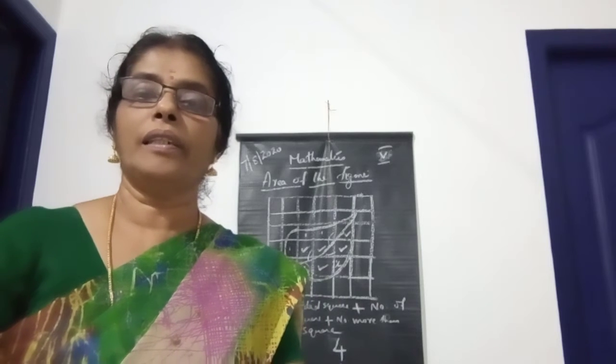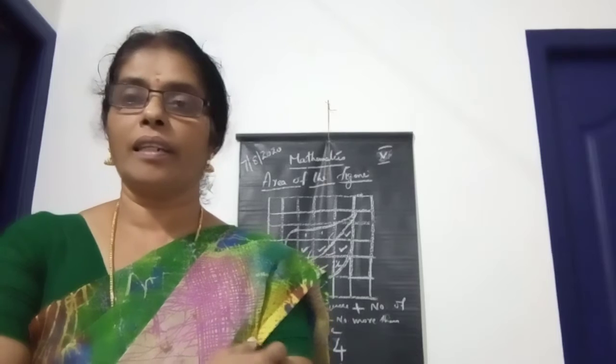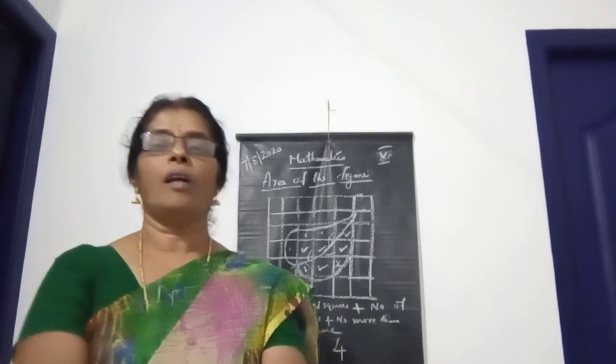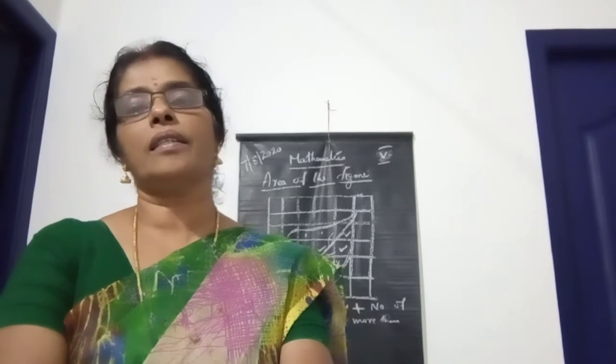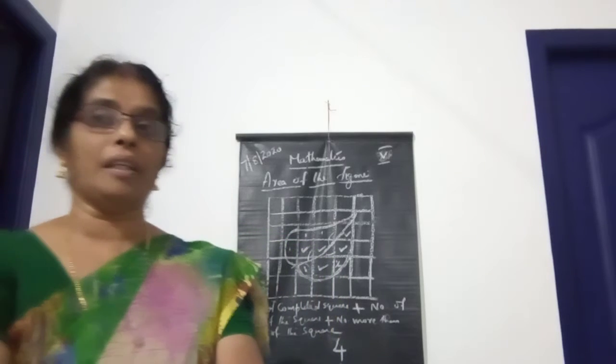So we already learnt about the perimeter and area of the square and rectangle, isn't it? The area and perimeter of different shapes, meaning rectangles and squares, we already learned. Then we can find out the area of different figures.